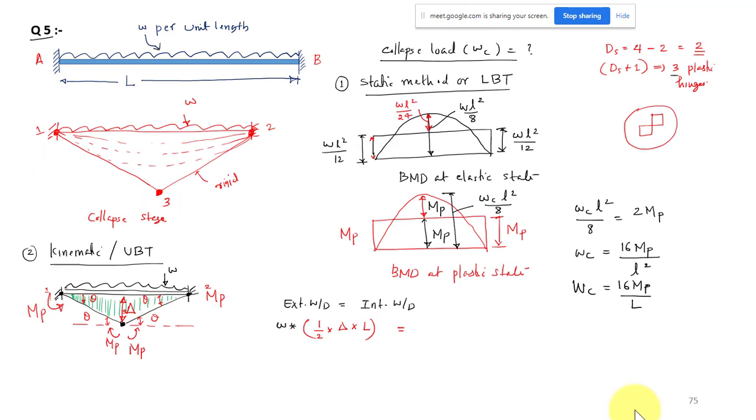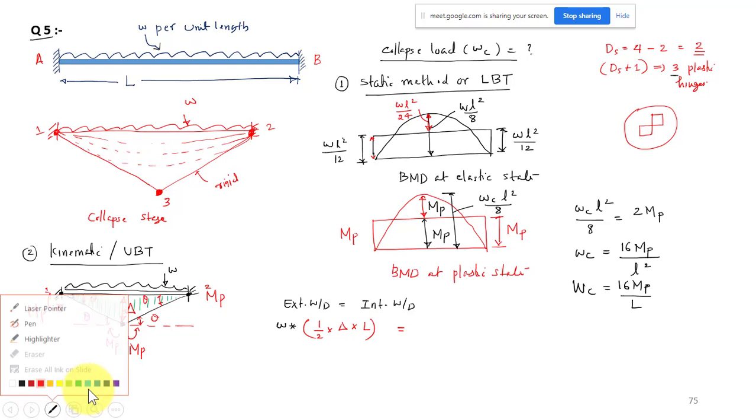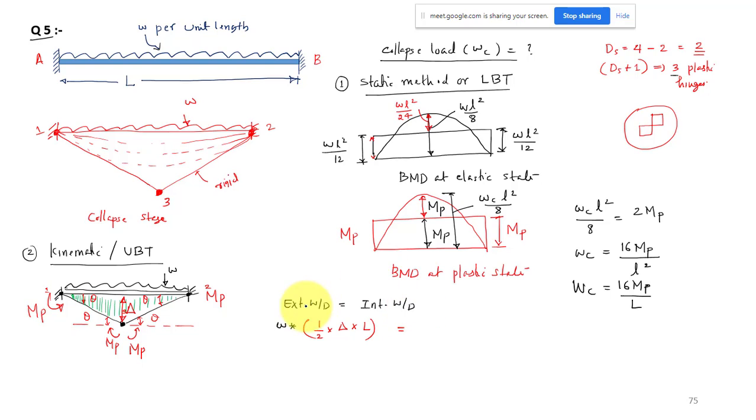And how will you get the internal work done? At this plastic hinge location we have the moment MB. You multiply MB with the corresponding rotation. Moment into rotation is the internal work done, which is nothing but your strain energy. So this plastic hinge location has some moment MB and it is rotating, having some rotation theta. So we get the strain energy or internal work done as MB into the corresponding rotation theta.